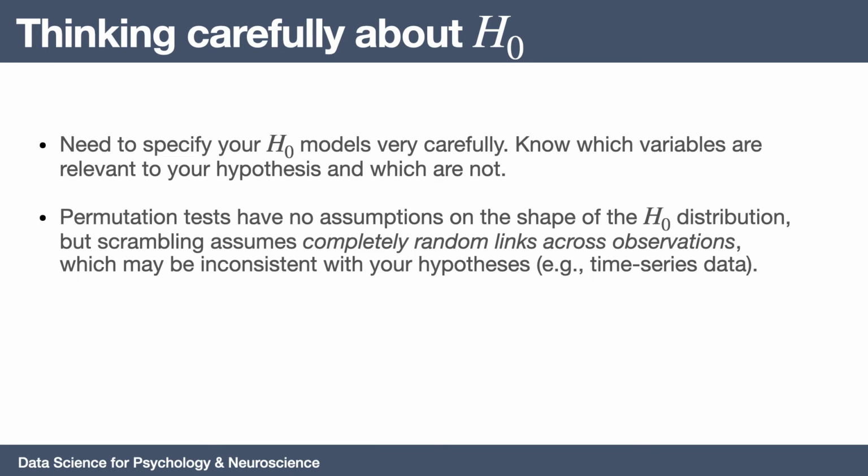Permutation tests, as I pointed out before, have no assumptions on the shape of the null distribution. But scrambling assumes completely random links across observations, which may be inconsistent with some of your hypotheses or your data. So for example, permutation tests are very difficult to do in a time series context, where every observation of y in your system has some link to previous observations of y.